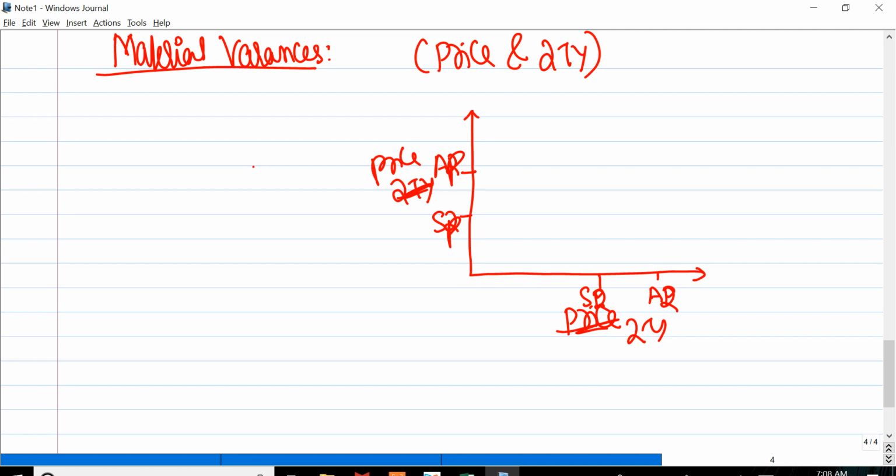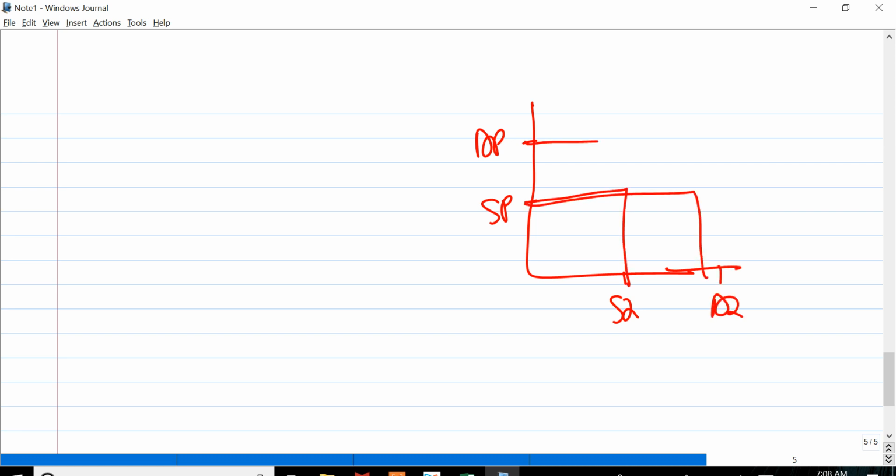Now I have a computation table which is SP into SQ. I'm connecting two things. I start from SP and connect with the first thing, which is SQ. Again start from SP and connect with the second thing, which is AQ. And then I start from AP and connect only with the last thing, which is AQ. Why am I not connecting AP into SQ? I don't need that in the formula, so I'm not connecting it. So SP into SQ, SP into AQ, AP into AQ.